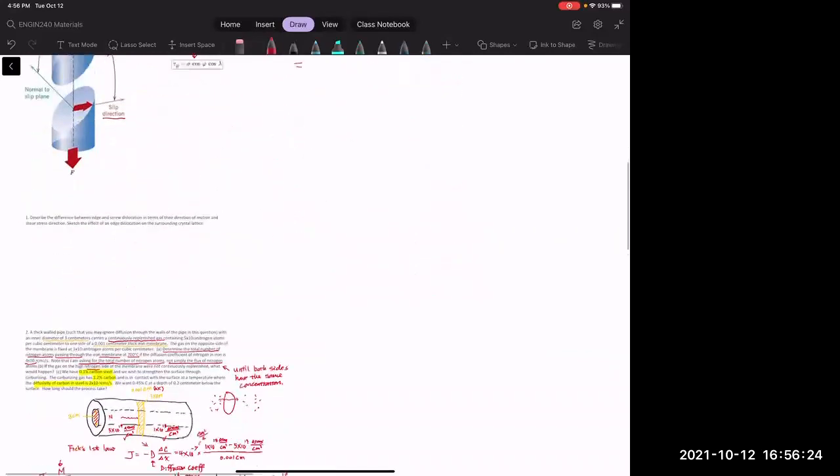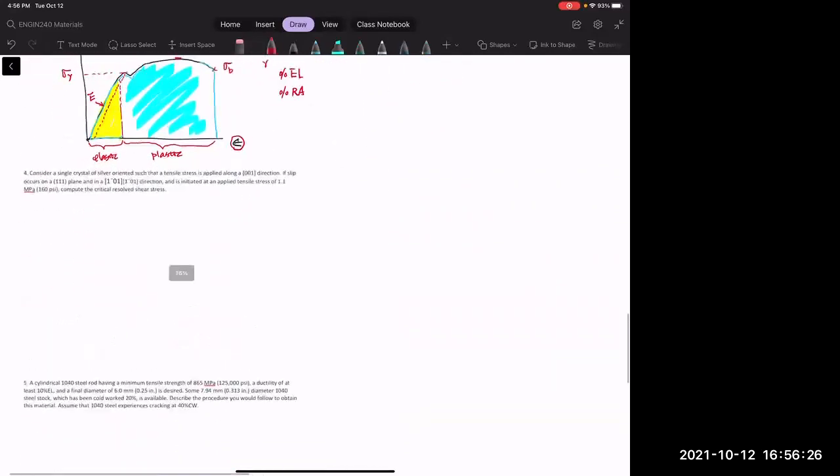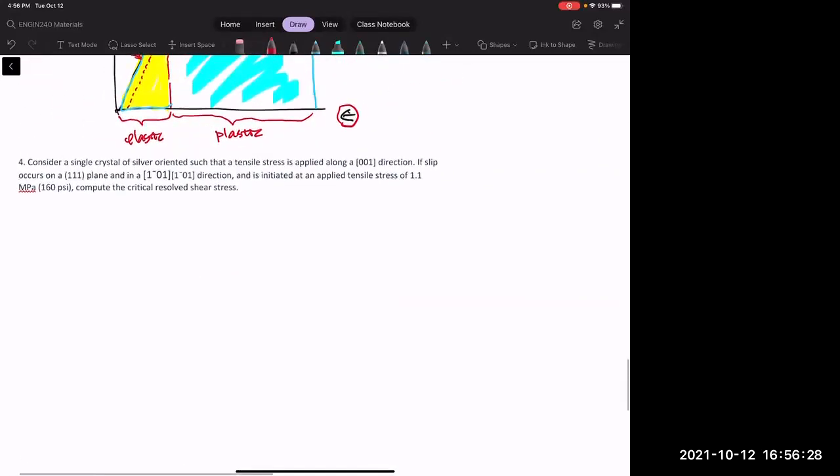Okay, so let's go back to the problem. The problem is actually very similar to that. Now we're looking at a single crystal structure. They tell you the tensile stress direction. This is the direction of the sigma. The direction is 0, 0, 1. And slip occurs on this plane.